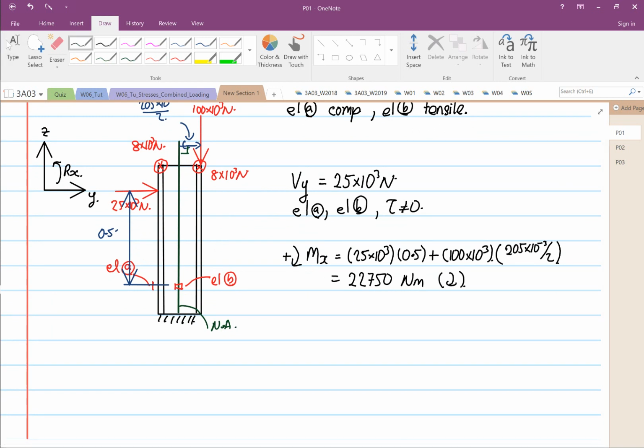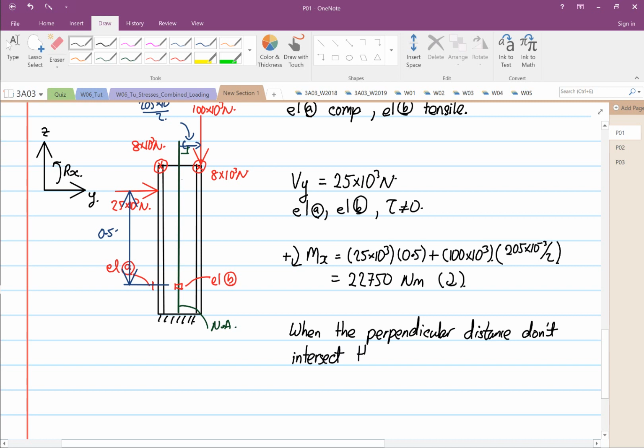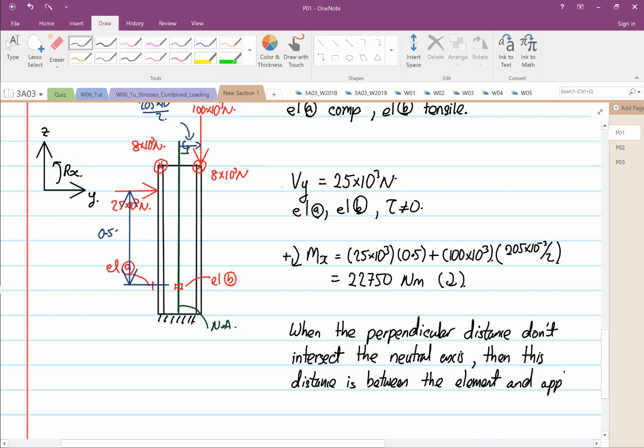Okay, so when the perpendicular distance doesn't intersect the neutral axis, then this distance is between the element and applied force, to acquire the moment.